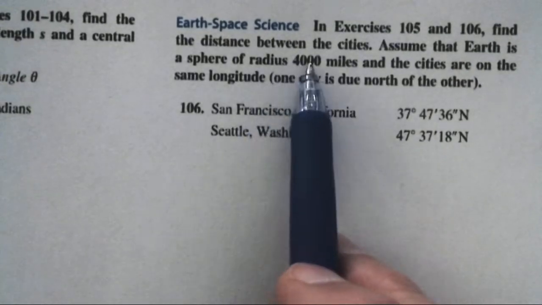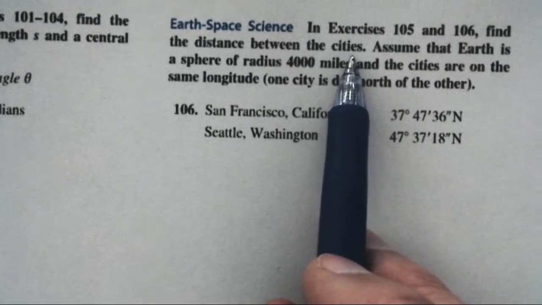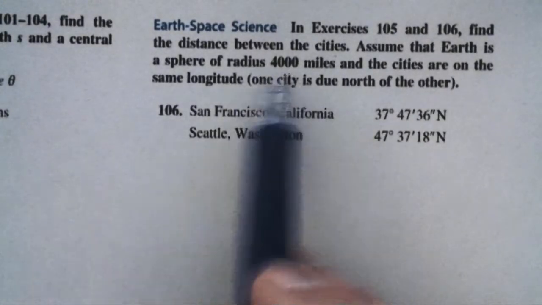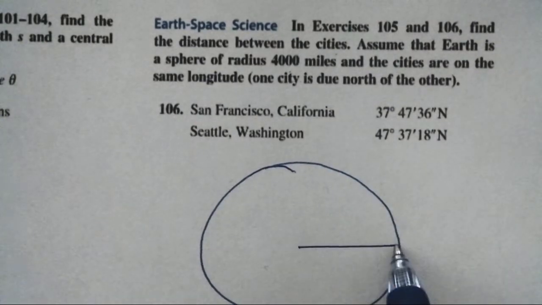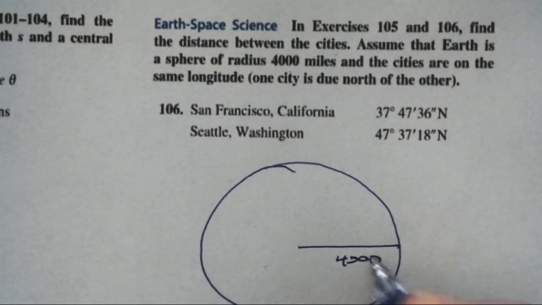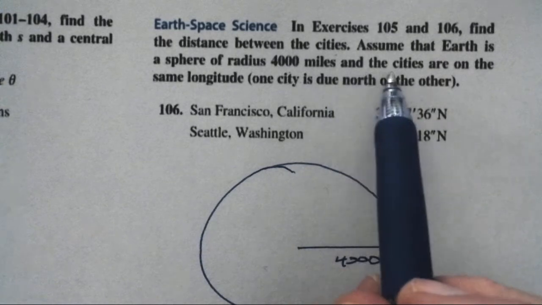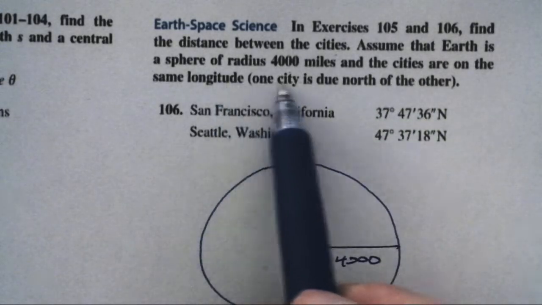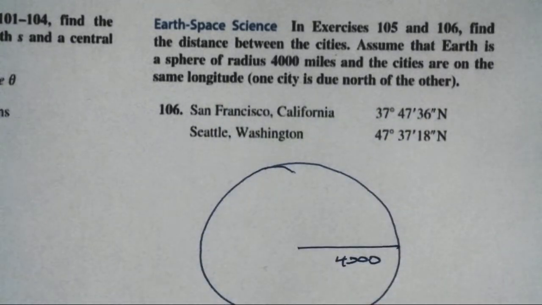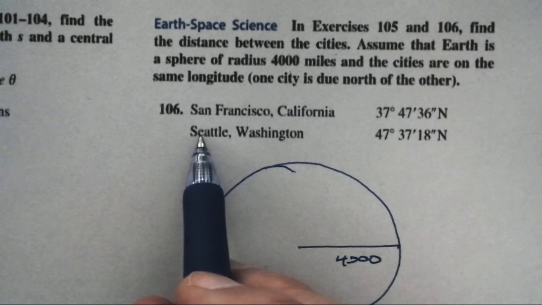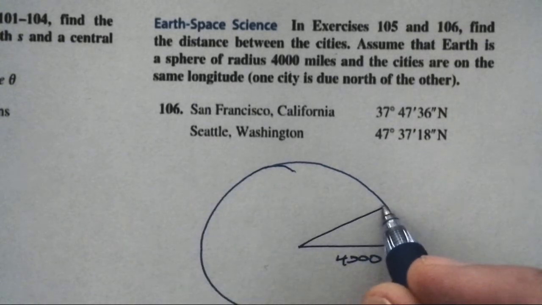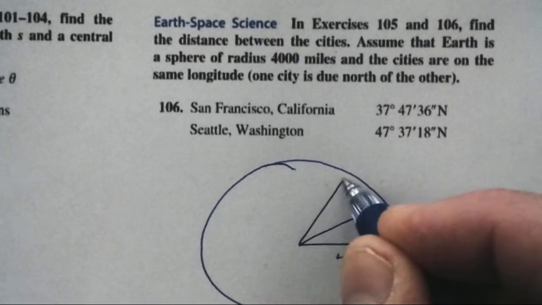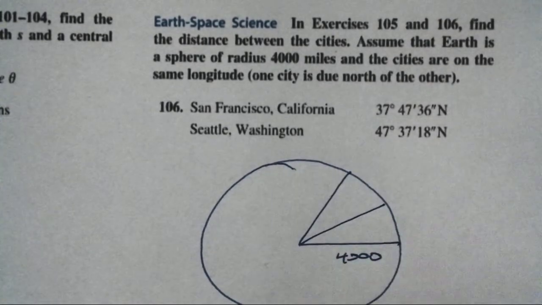And finally, find the distance between the cities. Assume the Earth is a sphere of radius 4,000. Bad circle. Radius 4,000. And the cities are on the same longitude. One's directly north of the other. So Seattle, I'm definitely not going to try to draw this to scale. Seattle and San Francisco are both north of the equator.